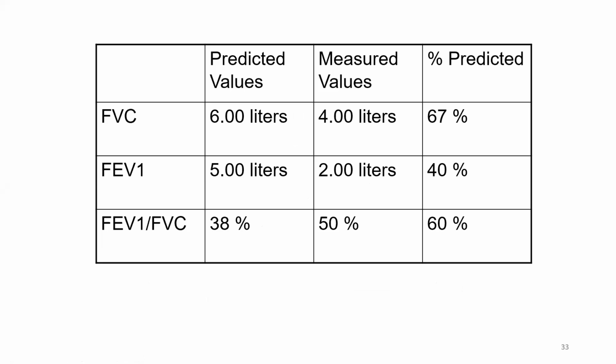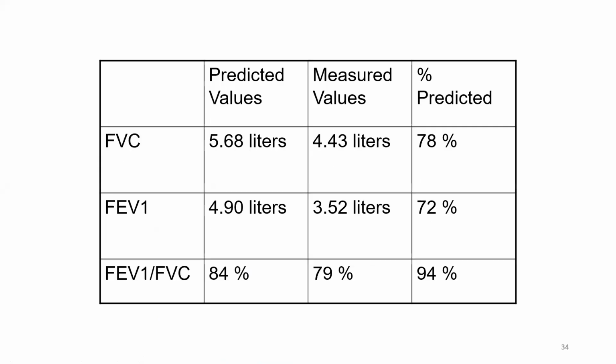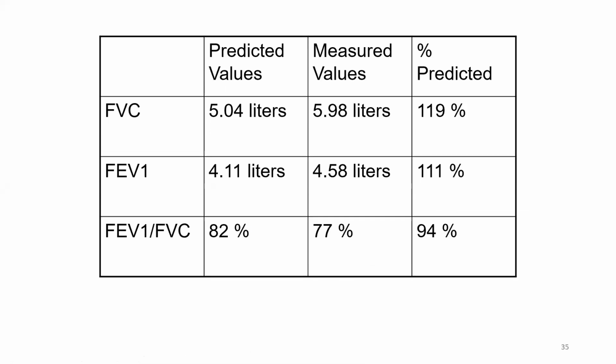These are some examples. FVC predicted 67%, FEV1 40%. This is diminished, this is diminished. The ratio FEV1 to FVC is also diminished, so this is obstruction. Here, FVC is 78%, FEV1 is 72%. Both are diminished, but the ratio is normal or even higher than normal, so this is a restrictive pattern.